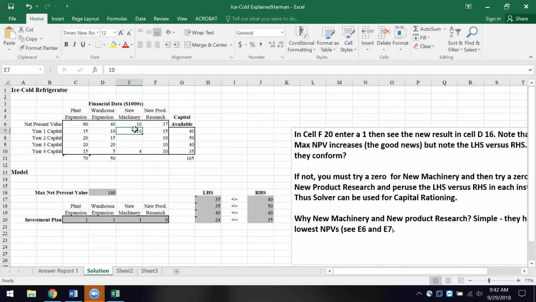Now, the new machinery, let's look at that. I'm doing just kind of a quick and dirty here. I'm going to spend $14,000 over 4 years, and I'm going to get back the net present value of $10,000. That doesn't look so good. You say, is this realistic to say this should be greater than this? Well, remember now that I'm spending money into the future.